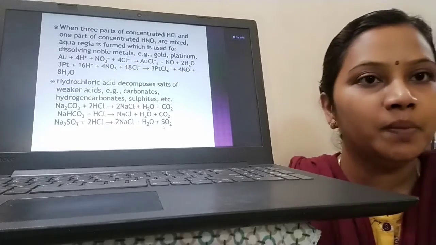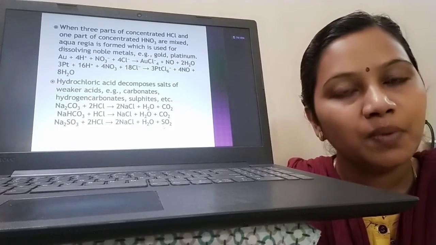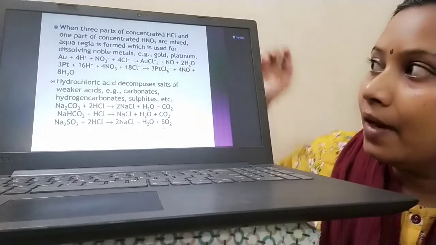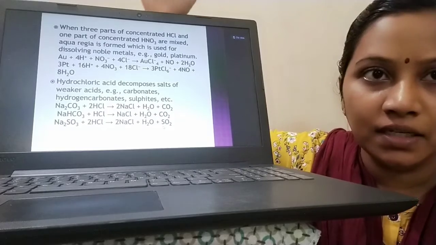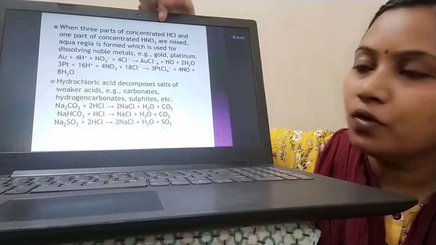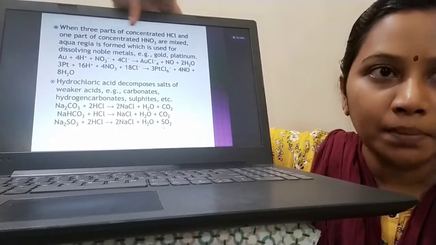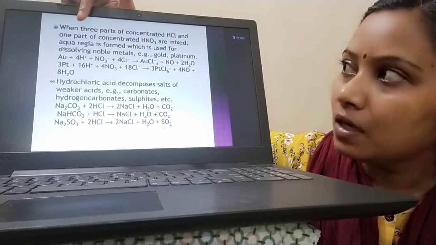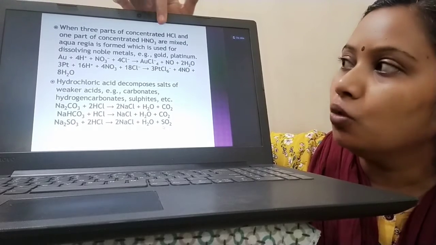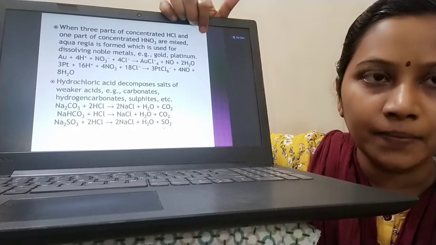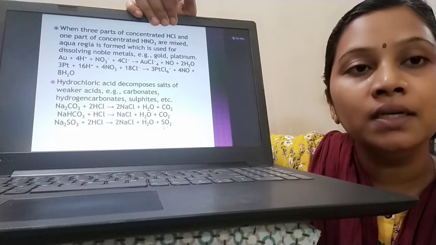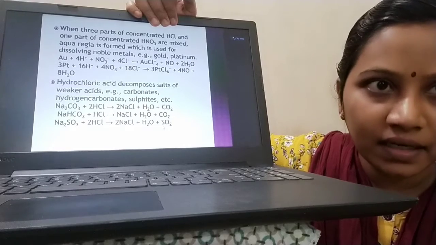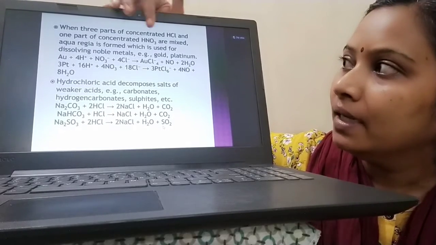Now, how to prepare aqua regia? Aqua regia is prepared by mixing 3 parts of concentrated HCl and 1 part of concentrated nitric acid. See, this aqua regia is used to dissolve noble metals like gold, platinum, etc. So what is aqua regia's composition? 3 parts of concentrated HCl and 1 part of concentrated nitric acid, which is used to dissolve noble metals like gold, platinum, etc.